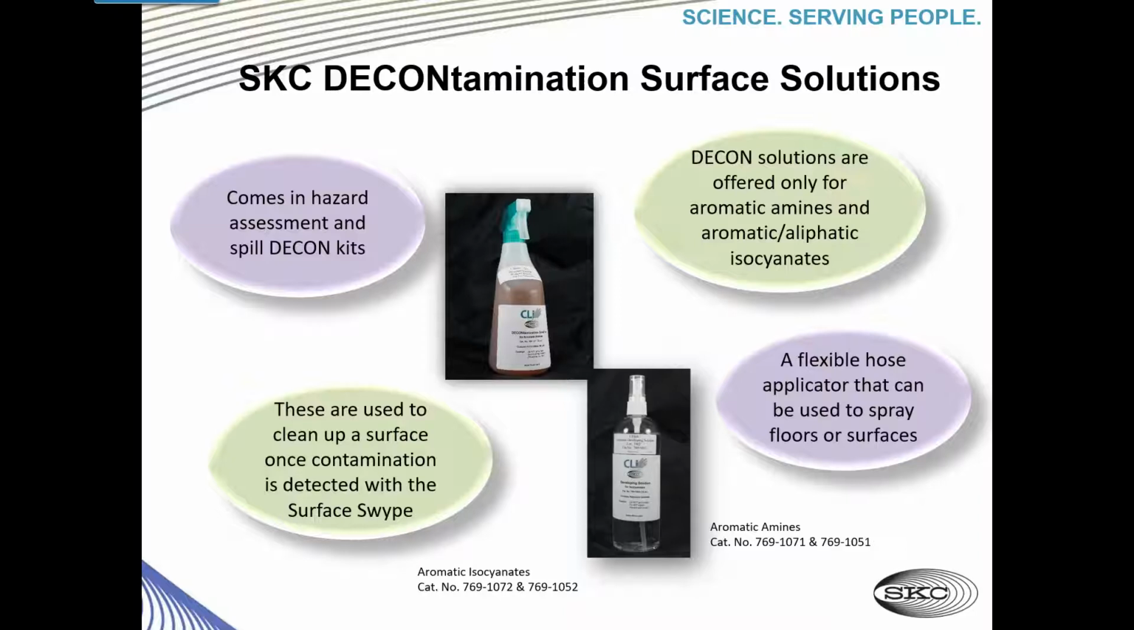The other set of products that we have is the decontamination surface solutions. These can be used to clean up a surface once a contamination is detected with a surface swipe. This is important in reducing dermal exposures in a work environment. If the surfaces are not cleaned up properly, the contaminant can be transferred to many places, including the lunchroom, doorknobs, tools, everywhere. At this time, these are only available for aromatic amines and isocyanates, both aromatic and aliphatic.